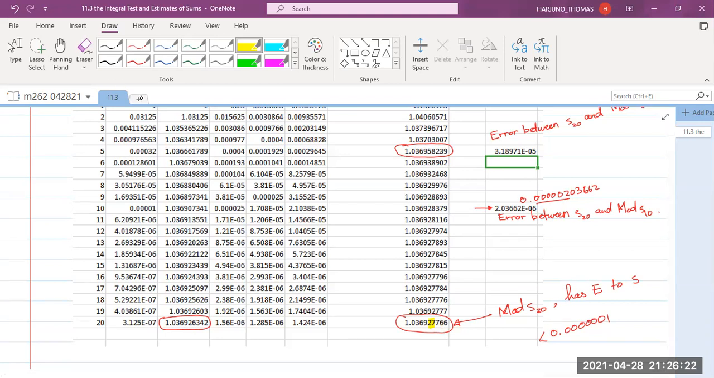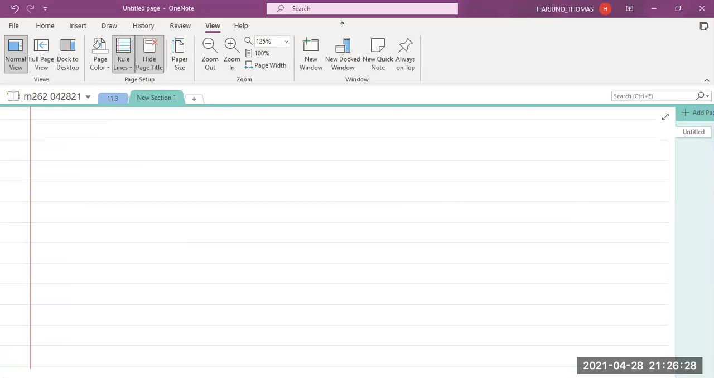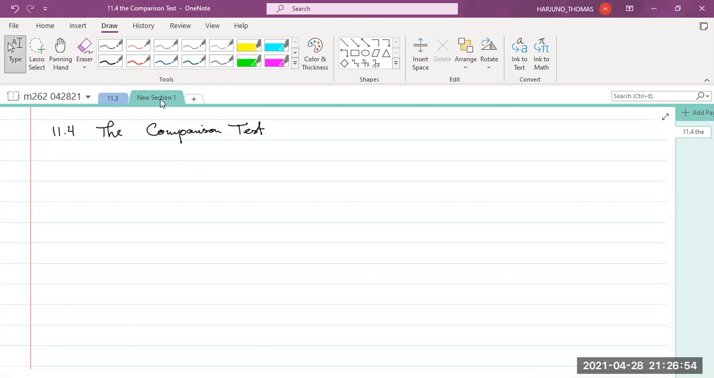Okay, I want to move to 11.4. It consists of two parts. First one, the one that we easily understand, the comparison test. That basically says the following. Of course, I only have half an hour, right? 20 minutes actually. So I won't be able to finish this section. No rushing. I'm not rushing.